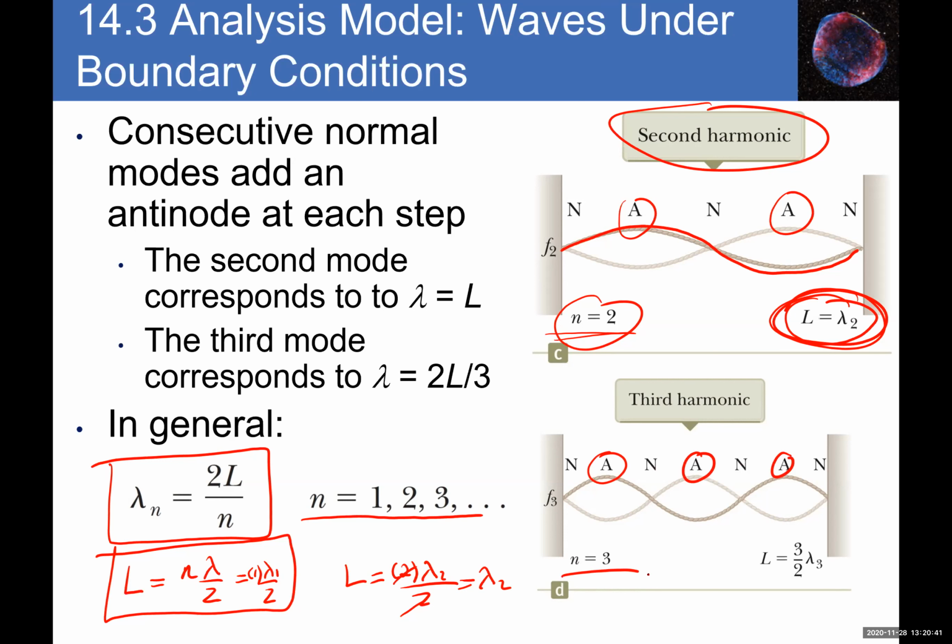Which means that n equals 3. Then we can see that L is equal to n times lambda over 2. So if we're considering lambda 3, then this is 3 times lambda 3 over 2, or 3 halves lambda 3. That means we have to get like 1.5 of the wavelength. 3 halves is like 1.5, so that means 1.5 waves.